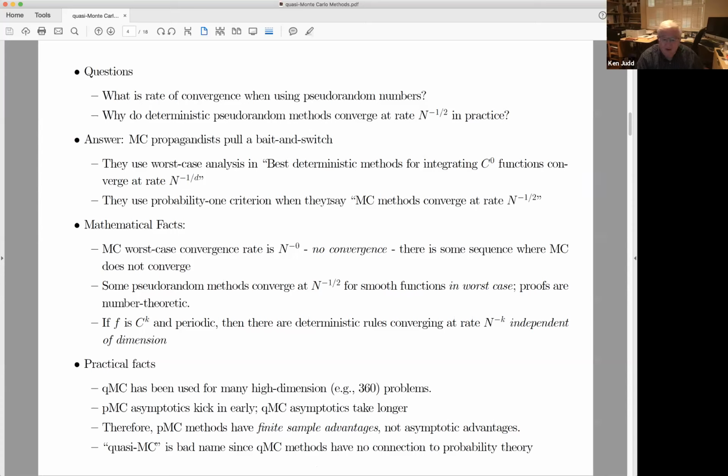Whereas with Monte Carlo, when they say Monte Carlo rates converge at rate 1 over root n, they're talking about on average. Because I can easily come up with a sequence of functions such that the Monte Carlo method doesn't work at all. So if you did worst case analysis on Monte Carlo, you get the error is n to the 0. There's no convergence. So anyway, all this propaganda from Monte Carlo people is just propaganda.